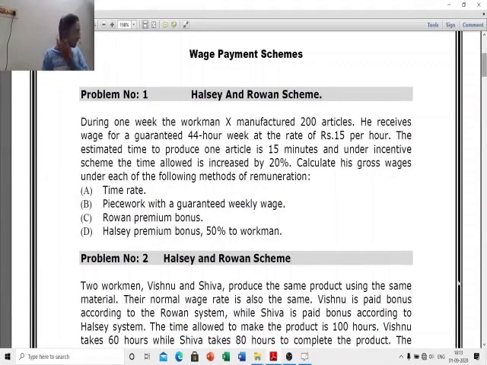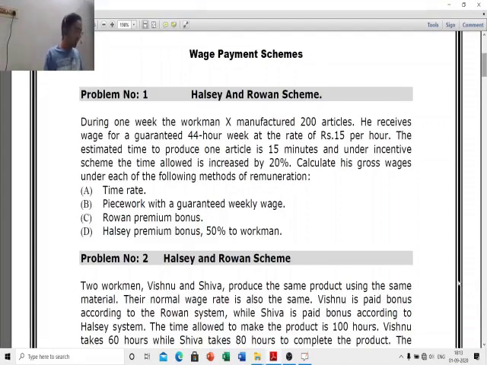Problem number 1. During 1 week, the workman X manufactured 200 articles. He receives wage for a guaranteed 44-hour week at the rate of rupees 15 per hour. The estimated time to produce one article is 15 minutes, and under the incentive scheme, the time allowed is increased by 20%. Calculate his gross wages under each of the following methods of remuneration: A, time rate basis; B, piecework with a guaranteed weekly wage; C, Rowan premium bonus; and D, Halsey premium bonus, 50% to workman. So let's look at all of these things one by one.